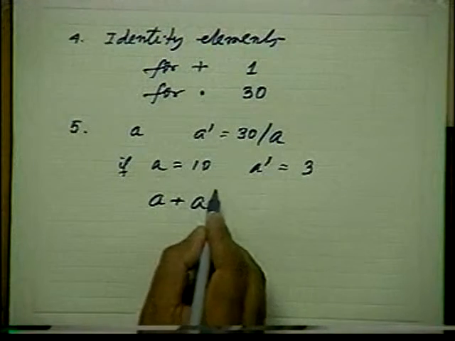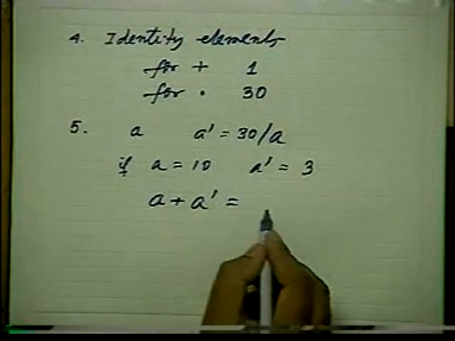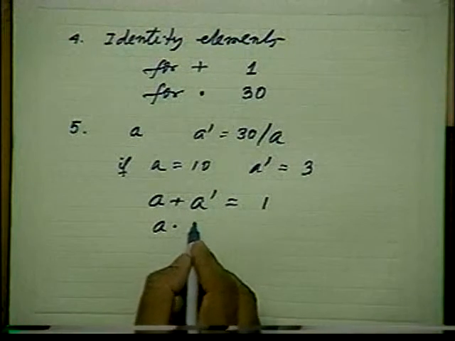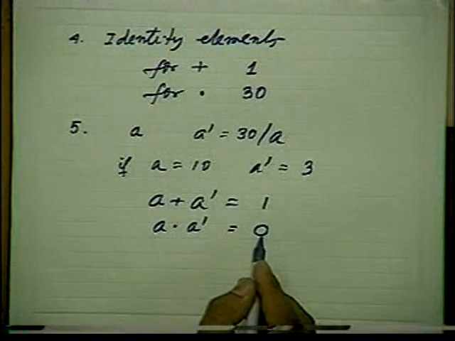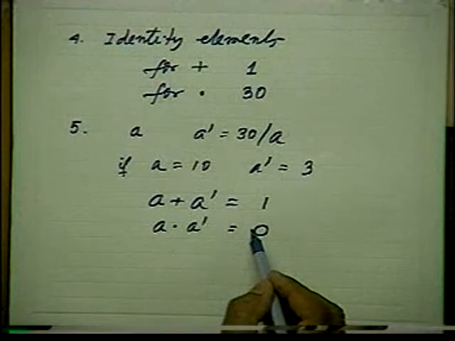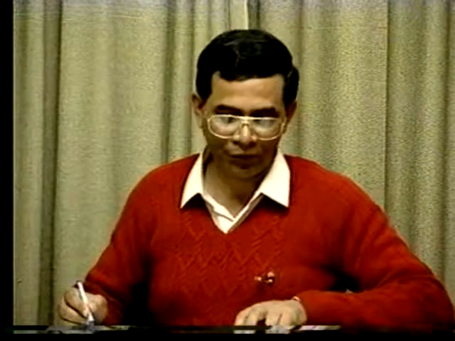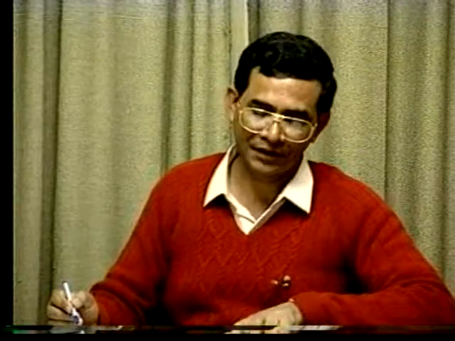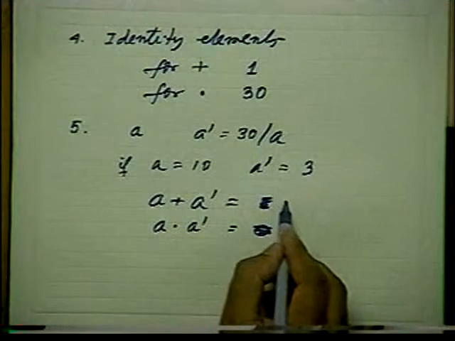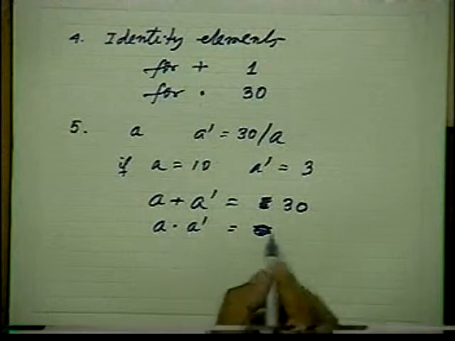Now in that case, A plus A dash should be what? Tell me. A plus A dash, LCM, is 1. And A dot A dash is 0. Essentially, what is your A plus A dash? 30. And A dot A dash is 1. A plus A dash is equal to 30, and A dot A dash is equal to 1.